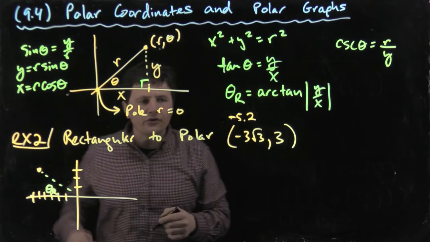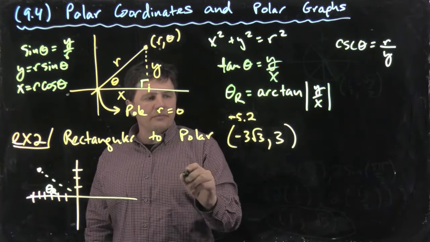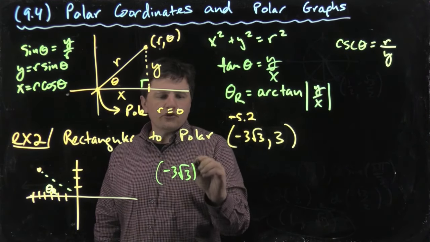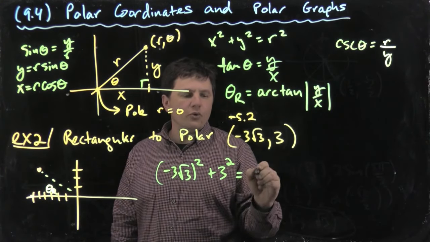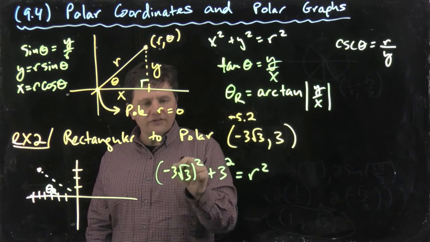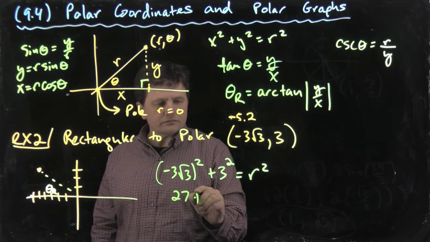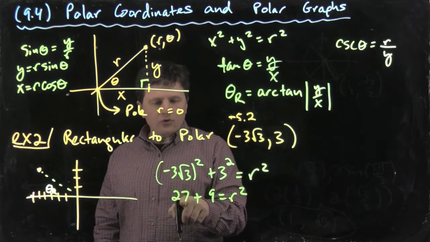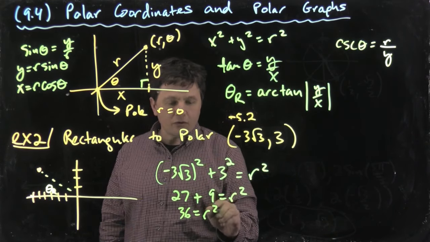All right, so how do we do this? The first thing I'm going to do is find r. So I'm going to do x squared, so negative 3 radical 3 squared, plus y squared, is equal to r squared. Negative 3 squared is 9, 9 times 3 is 27, plus 9 is equal to r squared. So 27 plus 9 is 36, so 36 is equal to r squared.